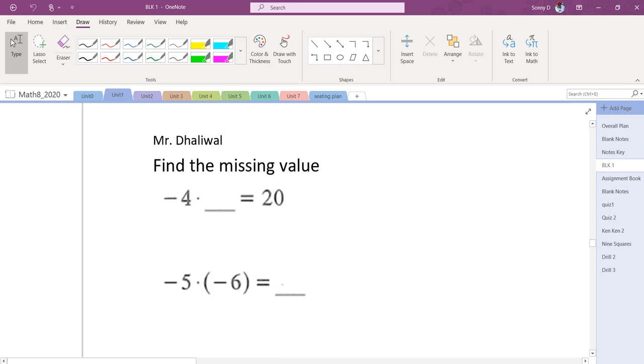The first one, so it goes -4 times a number is equal to 20. Can you tell me if this number here should be negative or a positive number? Negative number. Yes, thank you. Because two negatives have to equal a positive. 20 is positive, so it has to be a negative. All right? So then you go 4 times what is 20? 5. Put in the 5.